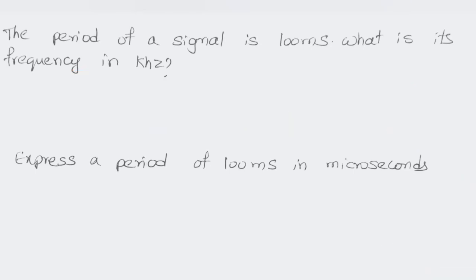So next one is express a period of 100 milliseconds in microseconds. Okay, so we know that milliseconds equals 10 power minus 3. So 100 into 10 power minus 3 is 10 power minus 1, as we saw in the previous example. Okay, so now we need to convert it into microseconds.